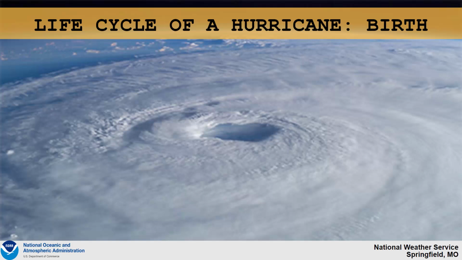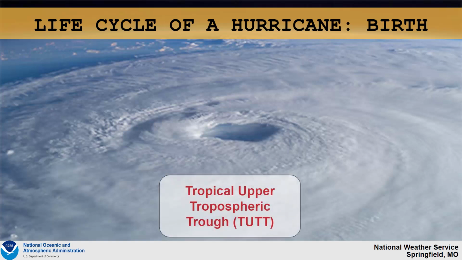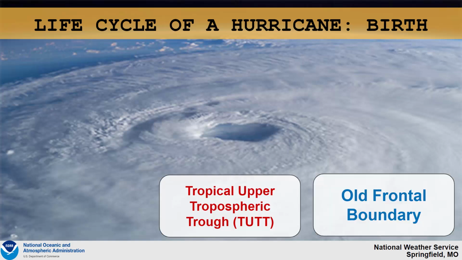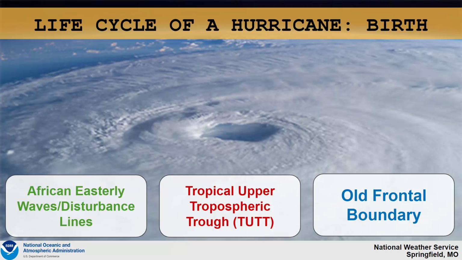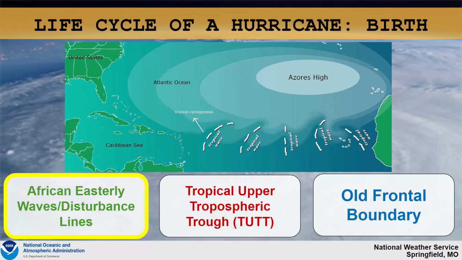These are what are called disturbances, and there's three main kinds that can kickstart tropical cyclone formation. There could be a tropical upper tropospheric trough, or a TUT, an old frontal boundary, or an African easterly wave or disturbance line. African easterly waves are basically waves of thunderstorms that move east to west with the trade winds off of Africa. These waves continue to move east due to a weather pattern over the North Atlantic called the Azores High or Bermuda High. This is basically a persistent large-scale high-pressure system across the North Atlantic.